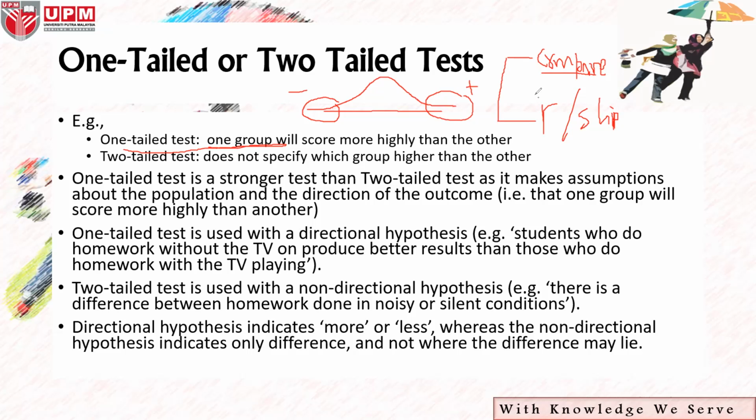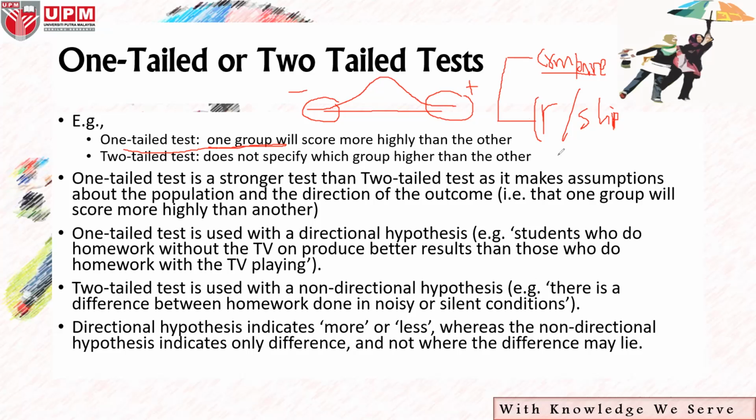The same goes for the relationship. If, for example, you want to determine the relationship between work engagement and job performance, you indicate there is a positive relationship. There is a positive and significant relationship between work engagement and job performance. Since you indicate the direction is positive, it is one tail. Understand? If we indicate the direction, it means it is one tail.